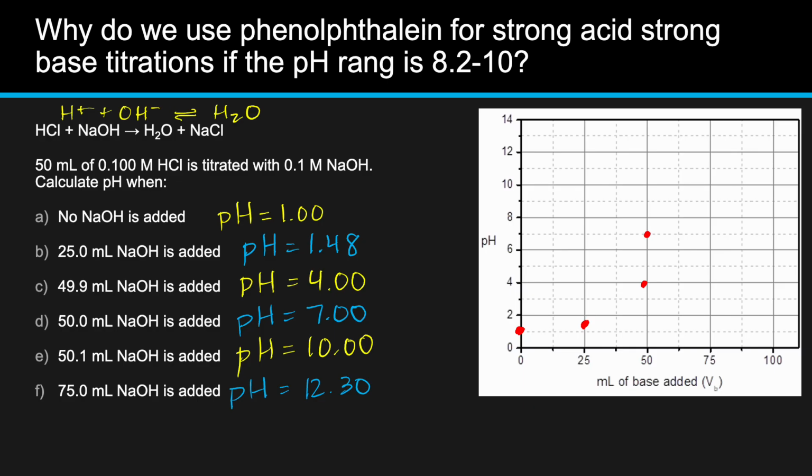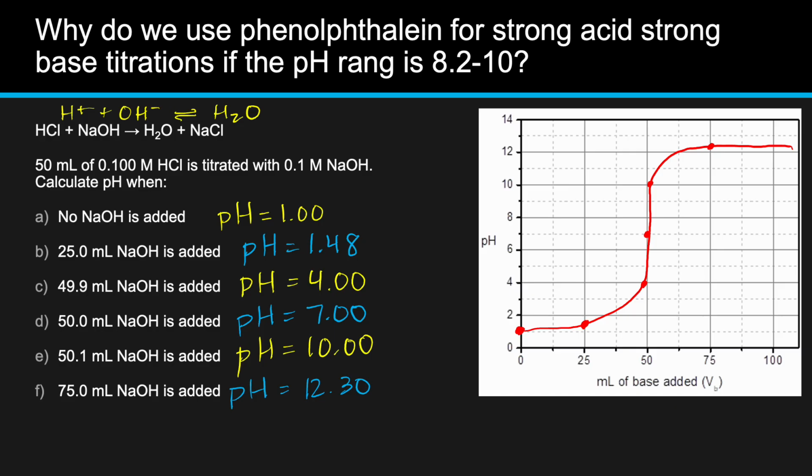7. And then at 50.1 milliliters, which again is only a drop, we shoot up to a pH of 10. So as you can see, the difference between two drops, we have a pH range from 4 to 10. And then we start leveling off at a pH of 12.3. So our pH curve looks something like this. That's terrible. Let me draw that one more time.